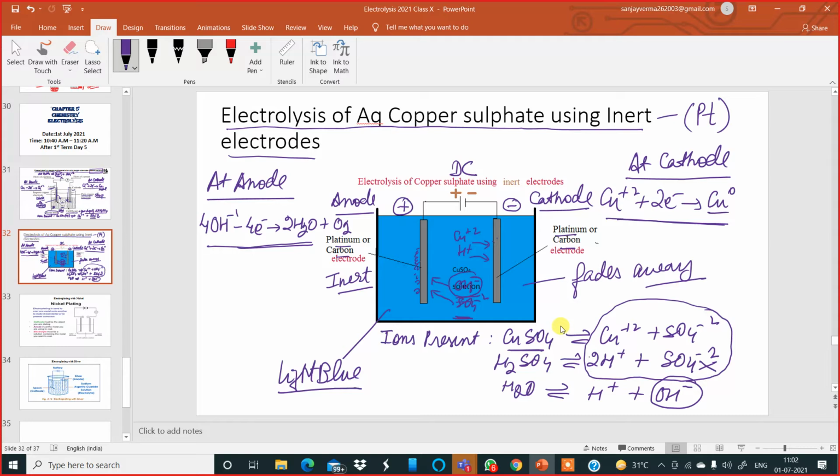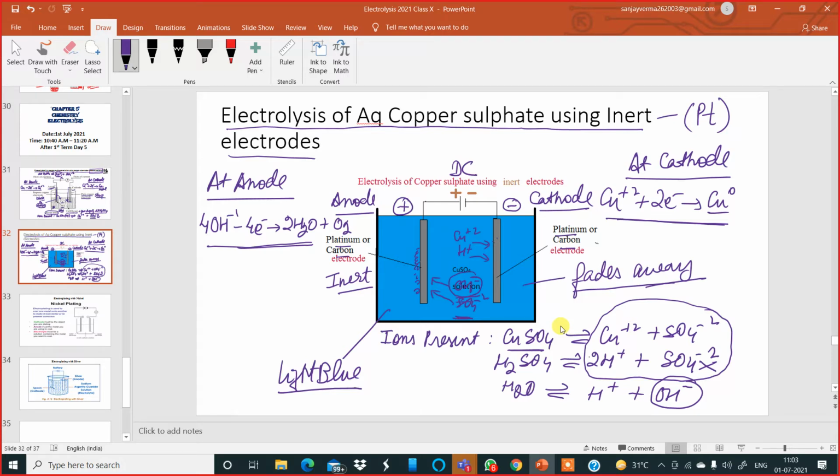As long as the copper ions are there, the solution is blue in color, but when all the copper ions are discharged at the cathode, the blue color of the solution fades away. Am I clear? Okay. So whatever I spoke just now will be a part of your question.